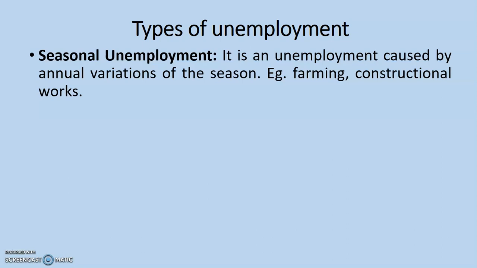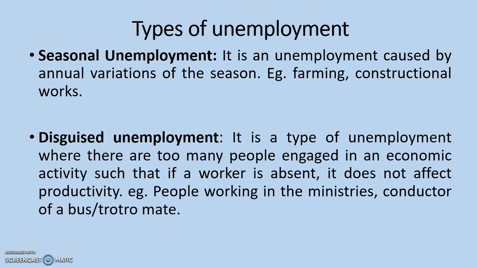Then we have another example, which is the constructional workers, example, masons. Now, masons are actively employed in the dry season. Why? Because the rain wouldn't distract them. But then in the raining season, construction work becomes very difficult because you cannot build or construct whilst it's raining. So during that season, the masons are unemployed. So it is based on seasonal variation.